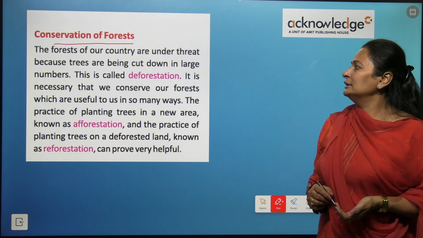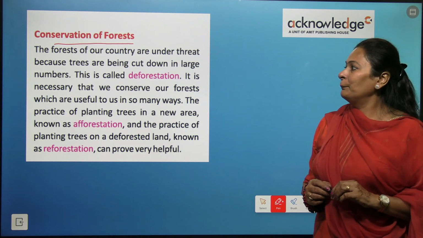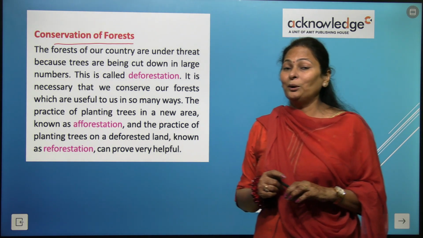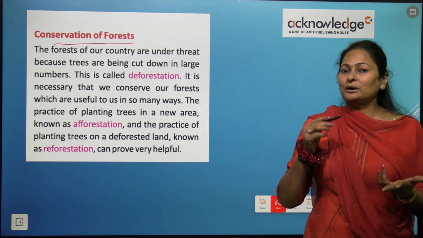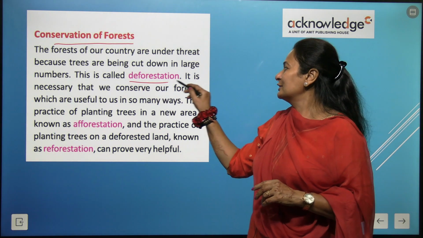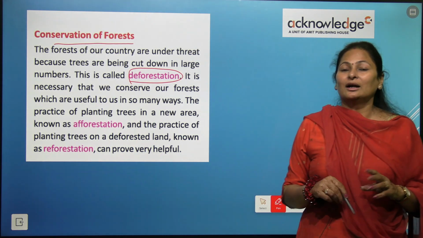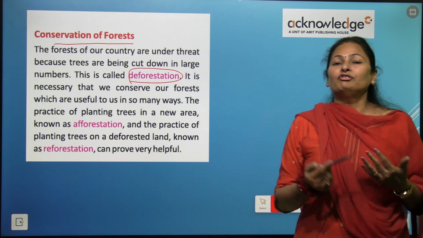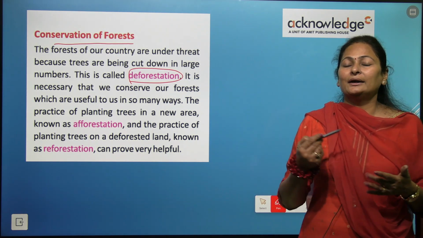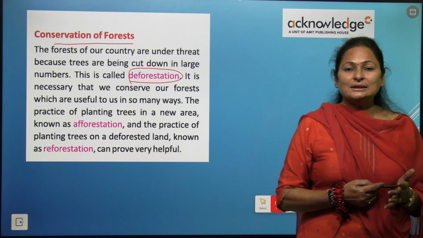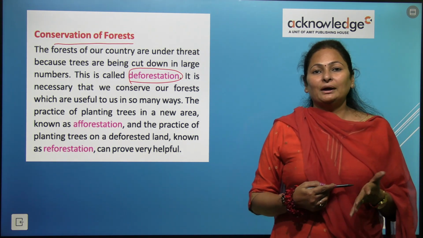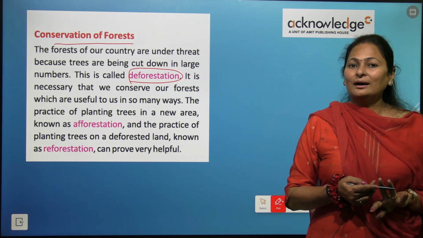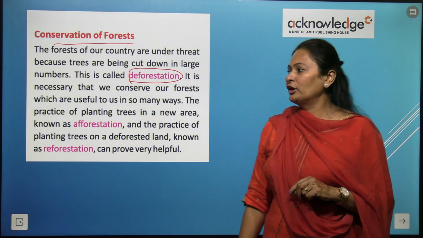The forests of our country are under threat because trees are being cut down in large numbers, right? Cutting of trees is called what? It is called deforestation. Means trees are cut down to fulfill our needs. Like we are making industries, factories, new colonies are being established, right? We are making roads to fulfill our needs. We are cutting down the trees. So this is called deforestation.